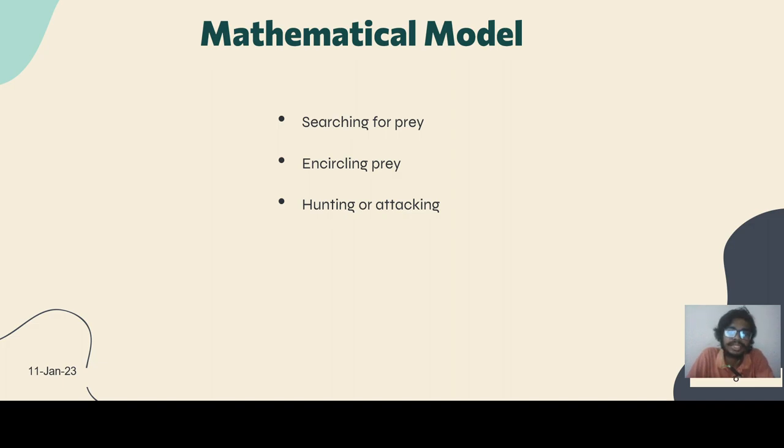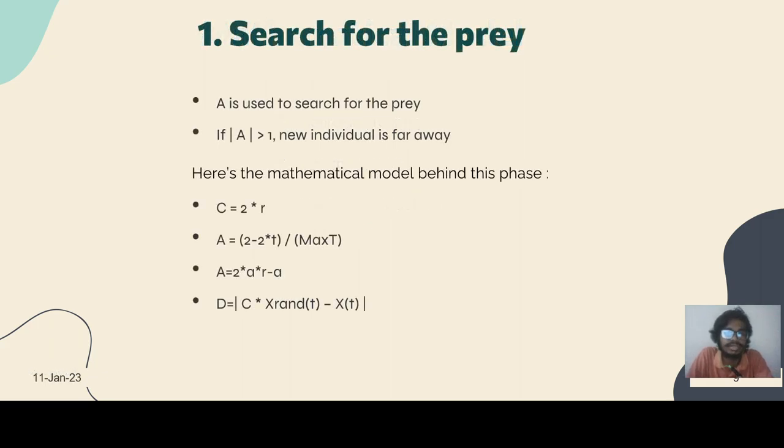In the mathematical model here, first we need to search for the prey, then encircle the prey, and finally attack the prey. For searching for the prey, the agent A is used. If our agent A is greater than one, then the new individual is far away. The mathematical model behind this phase is C = 2 * R, where R is a random variable, T is the maximum iterations, and D is the distance.